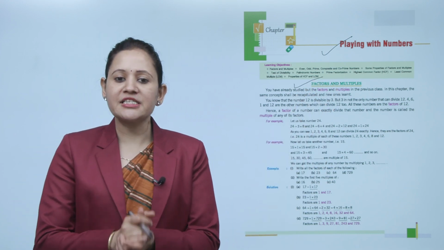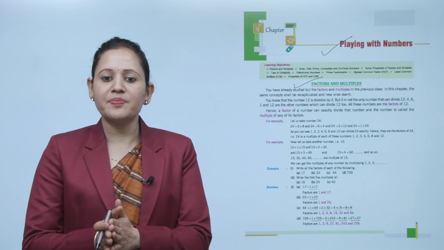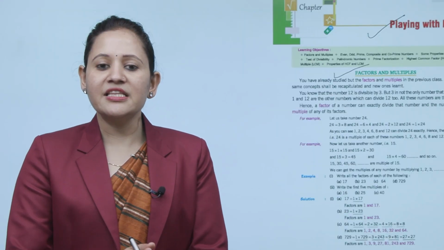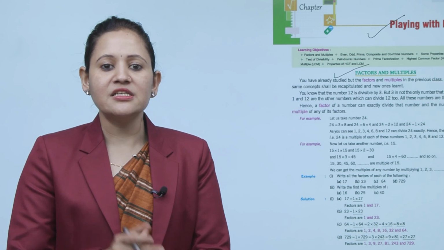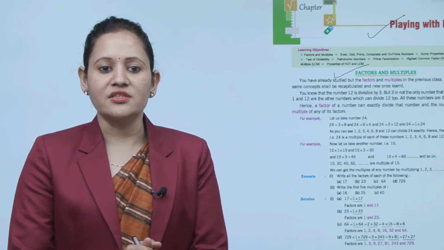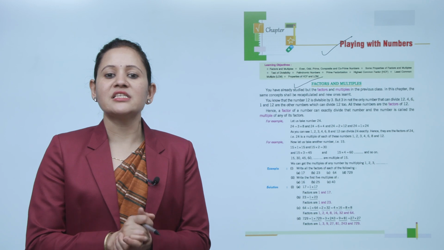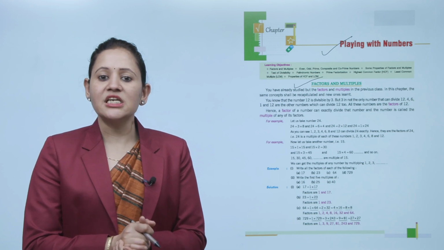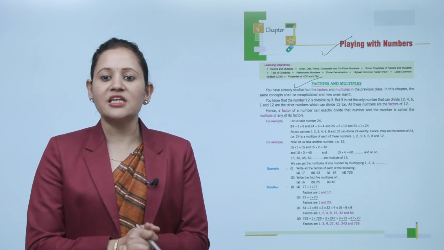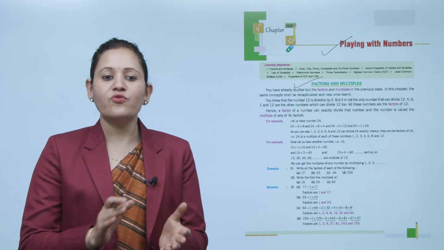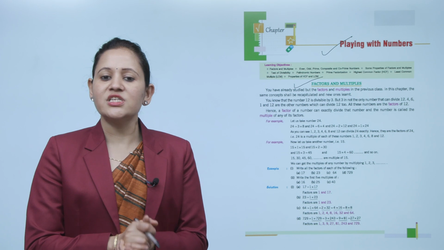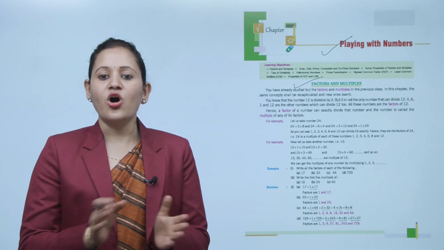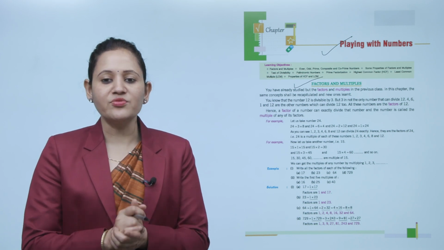You have already studied factors and multiples in the previous class. In this chapter, the same concept shall be recapitulated and new ones learned. You know that the number 12 is divisible by 3, but 3 is not the only number that can divide 12. 4, 6, 1 and 12 are the other numbers which can divide 12 too. All these numbers are the factors of 12.